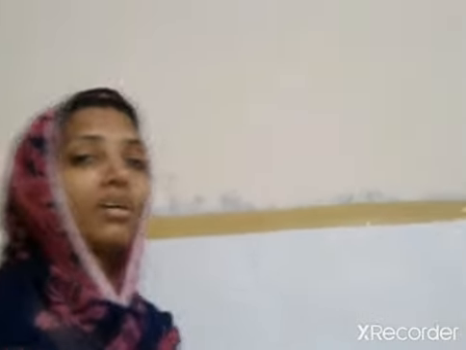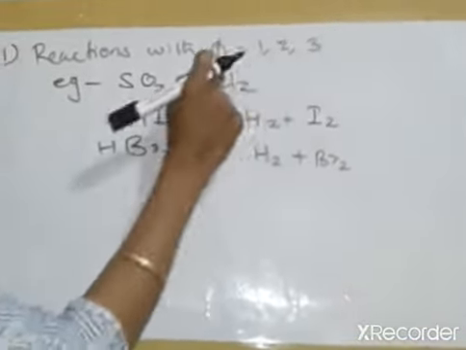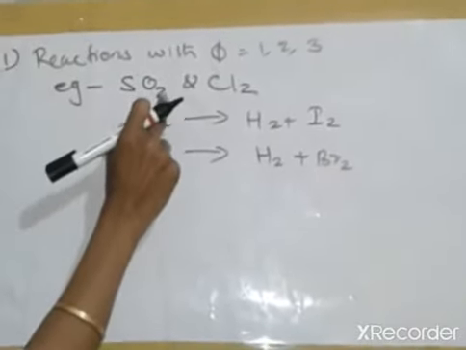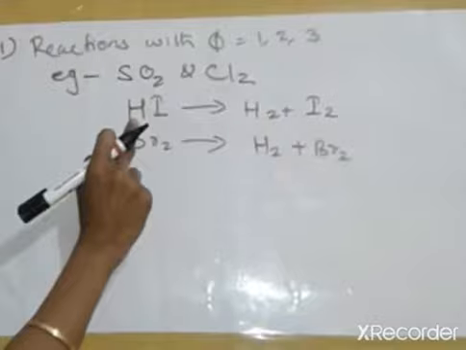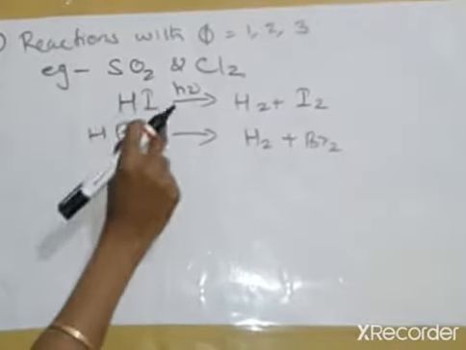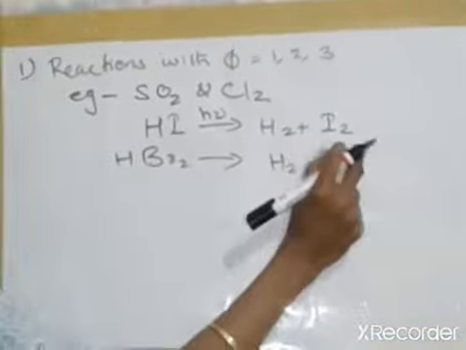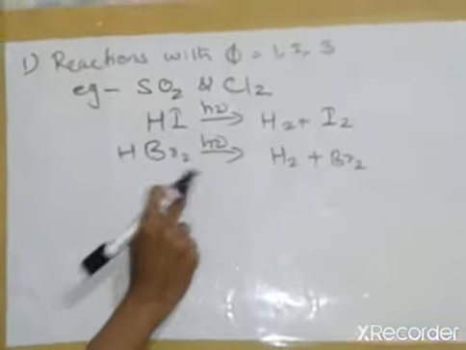Good morning, students. In the previous class, we learned about the quantum yield of photochemical reactions. Based on this value of quantum yield, the photochemical reactions are grouped into three. The first type is reactions with phi equal to 1, 2, 3 and other small integers. Examples: combination of SO2 and Cl2, photochemical decomposition of hydrogen iodide to give hydrogen and iodine, and photochemical decomposition of hydrogen bromide to give hydrogen and bromine.